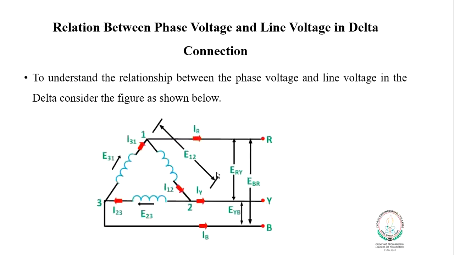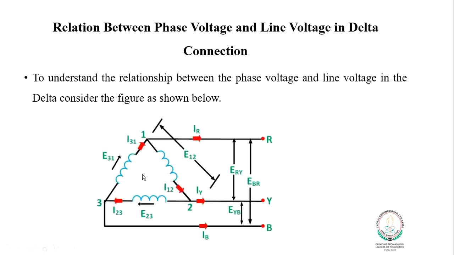Now, if we look at this figure, we can find the relationship between the line voltage and phase voltage. We know what line voltage is. Line voltage is the voltage between two line conductors. That is the voltage between the line conductors R and Y, which is represented by ERY. Similarly, the voltage between Y and B is represented by EYB, and the voltage across B and R is represented by EBR. These are called the line voltages.